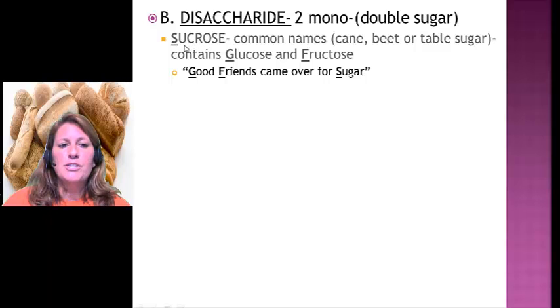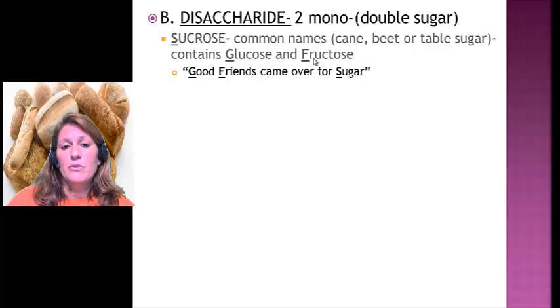So the first one is sucrose. Sucrose, you need to know that one. The common name would be your table sugar. It could also be cane or beet sugar. The two monosaccharides that make that up are glucose and fructose. So these two are monosaccharides. So the hardest part of this is keeping straight which one is mono and which one's di. You're just going to have to memorize these. Okay, maybe put them on flashcards would be a good idea.